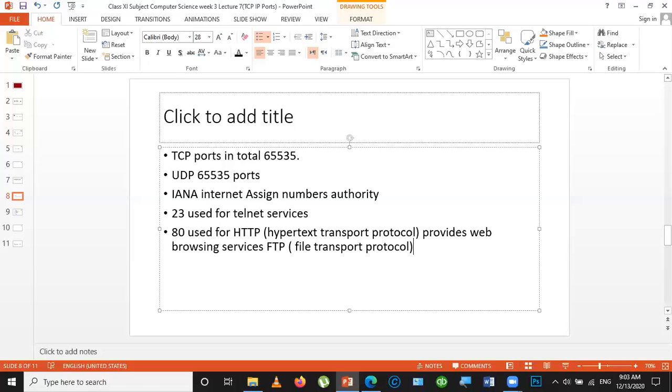And then we can see that port numbers 20 and 21 are used by TCP to send and receive information.